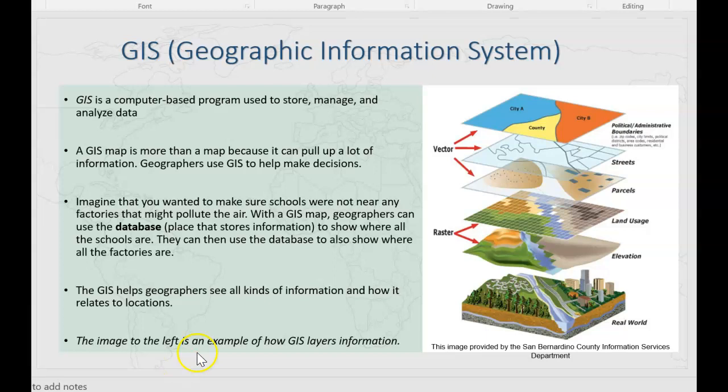And when you look over here to our infographic to the right, you can see that there are layers of information that they can get in the same area. So they're looking, this is what the real world looks like. Here is the elevation map. This is how much of the land's being used. The parcels, the street map, political boundaries. So lots of different layers and things that can come from the geographic information system. It does help geographers see all kinds of information and how it relates to a specific location. This is Geographic Models and Presentations.